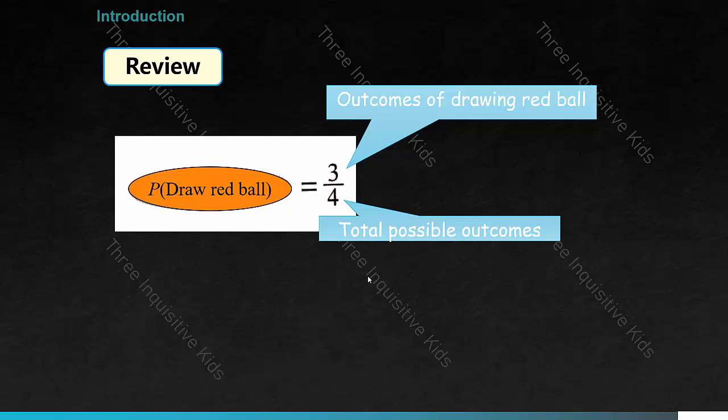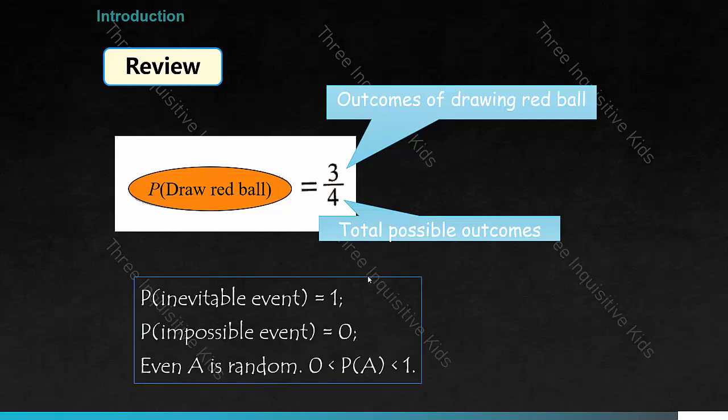total possible outcomes. The probability of an inevitable event is 1. The probability of an impossible event is 0. And if event A is random, its probability has to be between 0 and 1.